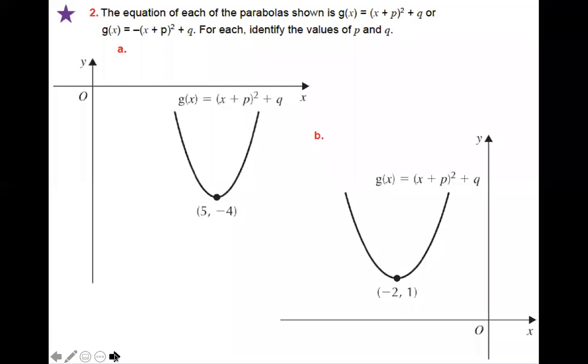Okay, so basically what we've been asked here is we've got g of x equals (x plus p) squared plus q, or sometimes you get a sad face with a minus (x plus p) squared. For each, identify the value of p and q. So it's just rewriting these using the turning point, which is what we've just been doing.